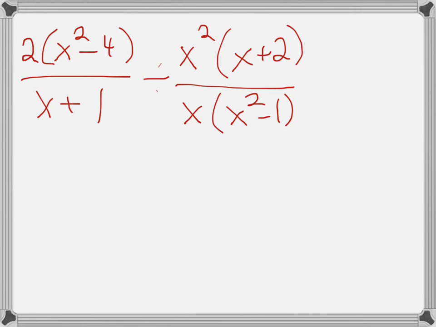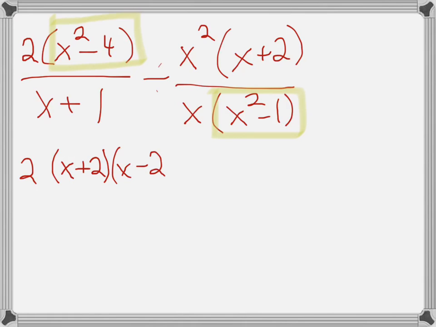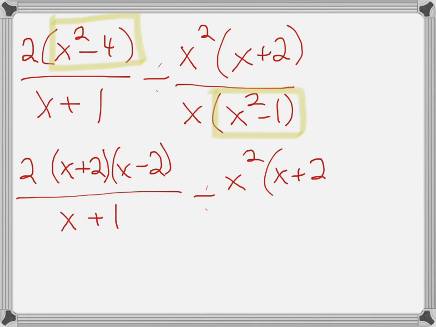Alright, not done factoring yet. 2 of these can be factored further. So I'm going to take those and factor those a little bit. So we have 2. Those are difference of 2 squares. x plus 2, x minus 2 over x plus 1. We're dividing that by x squared, x plus 2 over x, x plus 1, x minus 1.